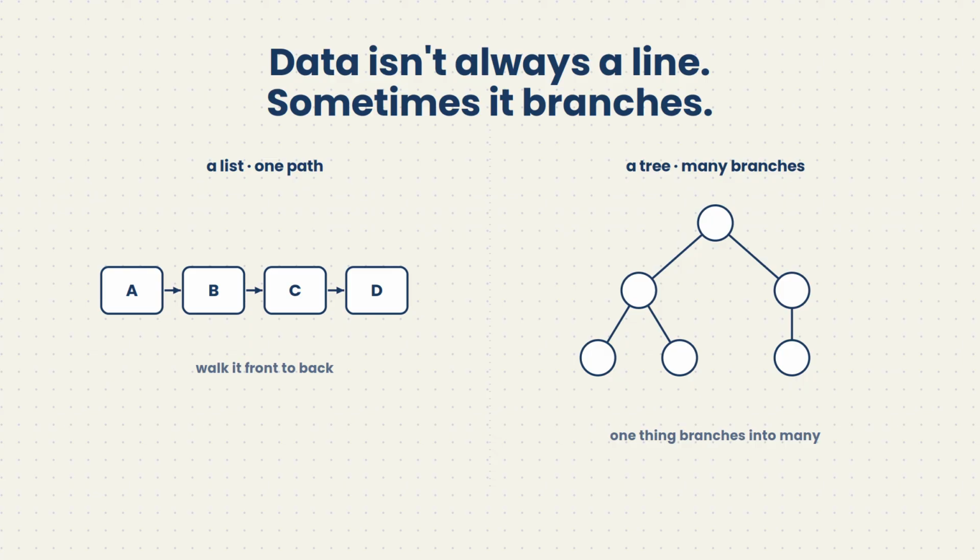A folder holds folders, which hold more folders. A company has a boss, then managers, then teams. That branching shape is a tree. And the right kind, a balanced search tree, can narrow a million items down to about 20 steps. Let's build up to that.